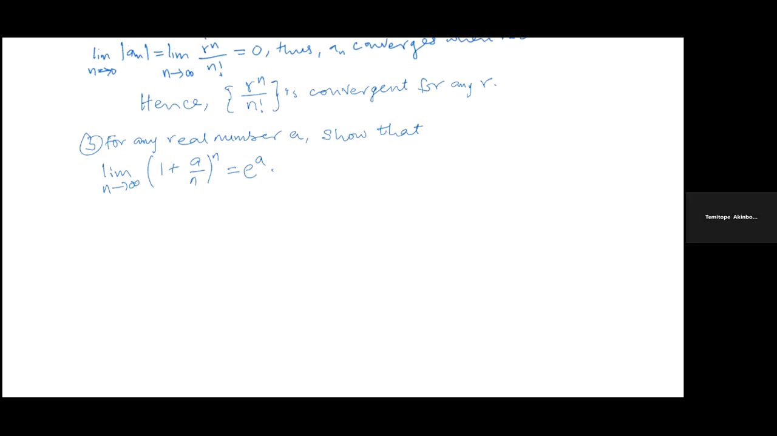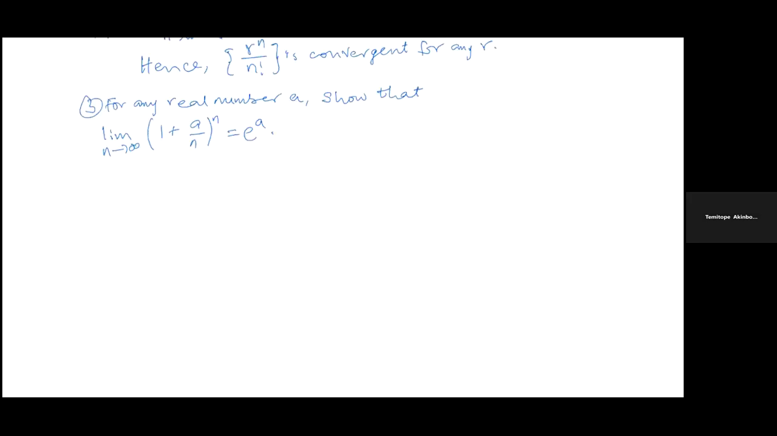So solution, I will change the function to x. So let f of x equal 1 plus a over x, everything raised to power x.